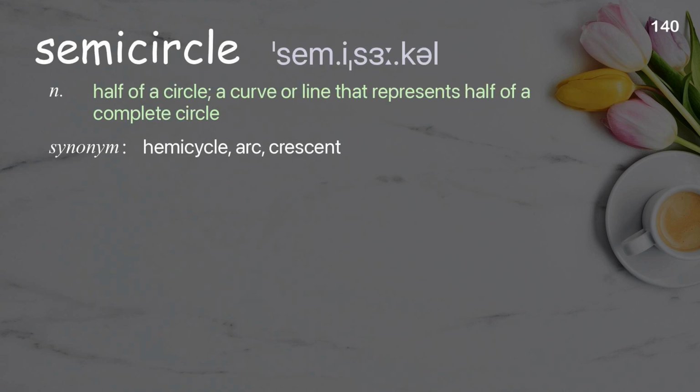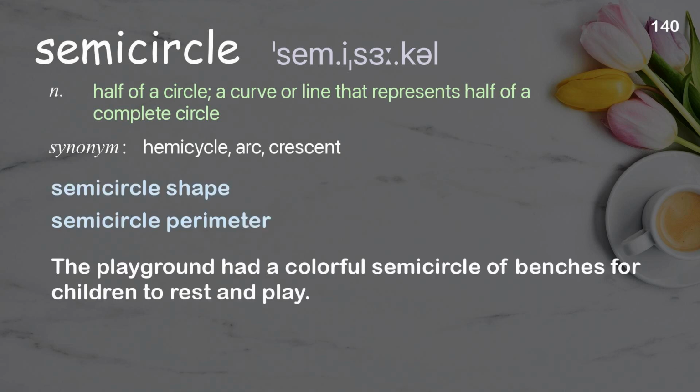Semicircle. Half of a circle; a curve or line that represents half of a complete circle. Examples: Semicircle shape. Semicircle perimeter. The playground had a colorful semicircle of benches for children to rest and play.